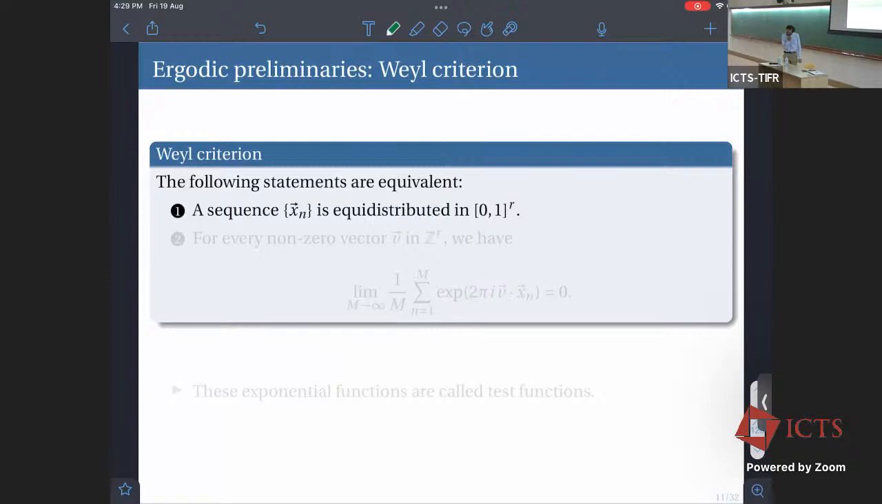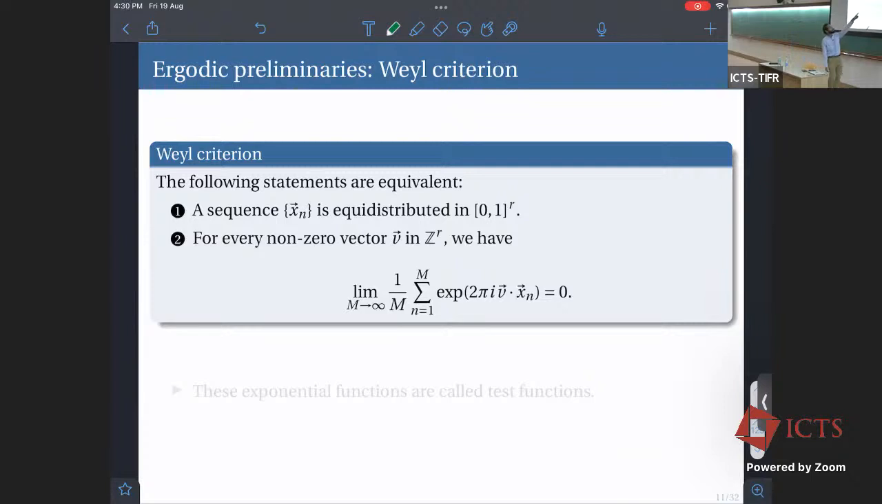So a sequence x_n is equidistributed in [0, 1]^r if and only if for every non-zero vector v in Z^r, if you look at this test function exponential of 2 pi i v, so the function f of x in the previous slide, I'm just taking it to be the exponential function e^(2 pi i v). So the integral of this function is 0. And so the Weyl criteria is that it's just enough for you to check it on these test functions.